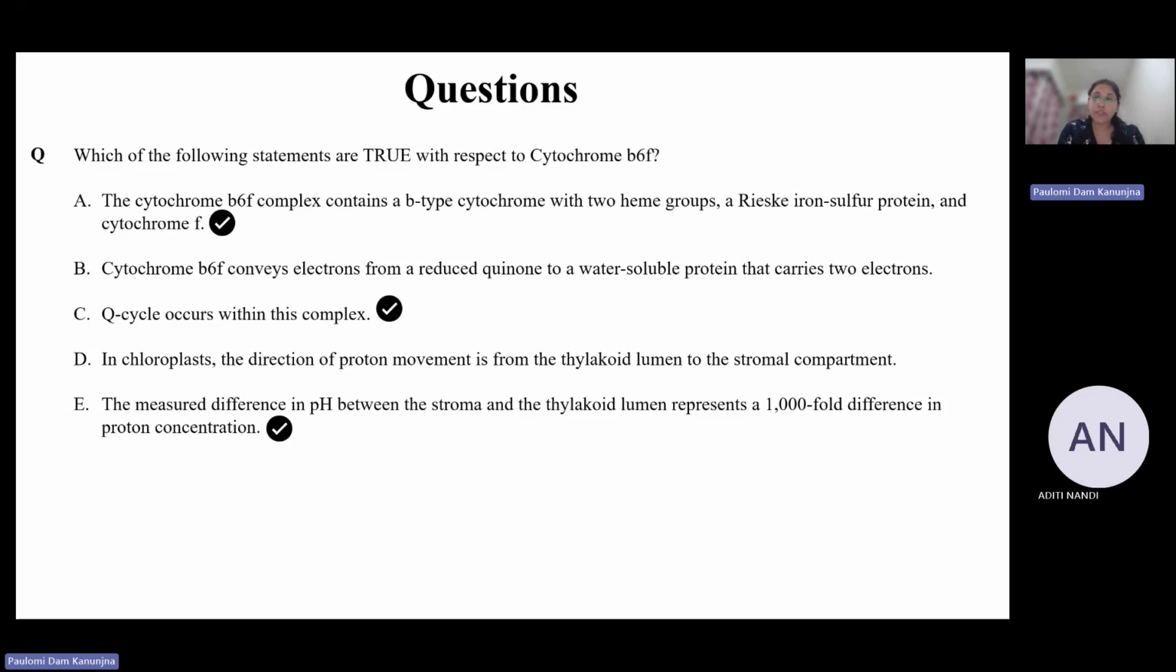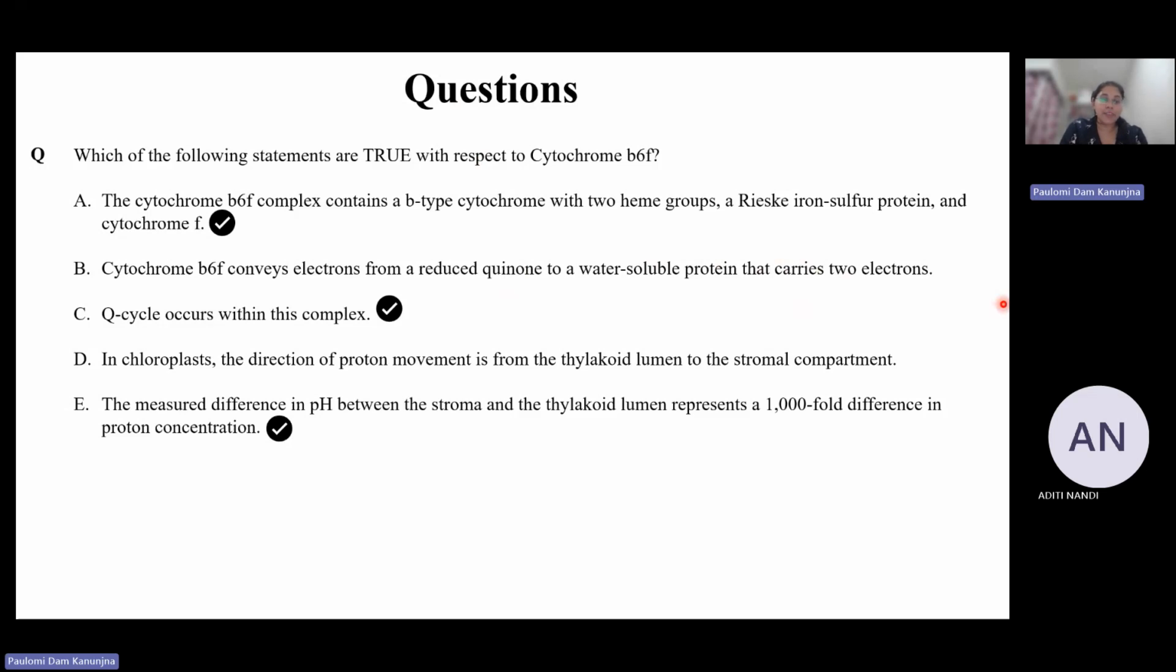Now, when you look into the path of electrons, you will see that cytochrome B6F transfers electron from quinol or plastoquinone to plastocyanin, which is water soluble, and that is also correct. However, it is not 2 electron. It's a single electron carrier. It's a 1 electron carrier. And that's why that's incorrect. So the water soluble protein is plastocyanin, but it carries only 1 electron. That's why it's incorrect.